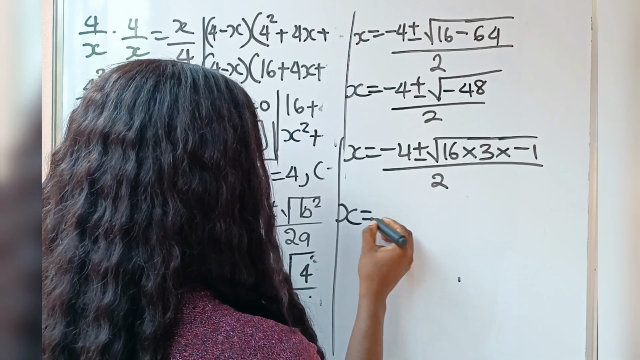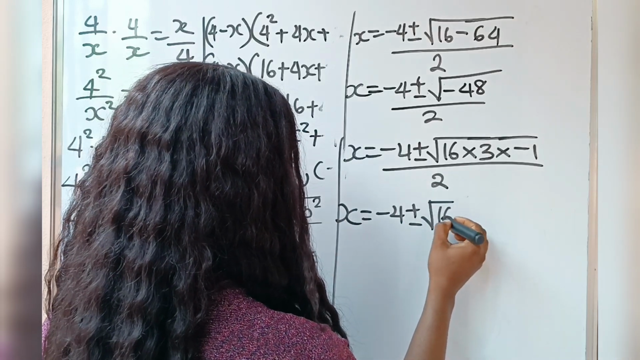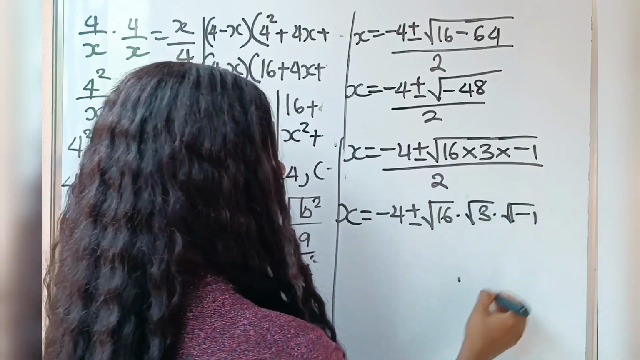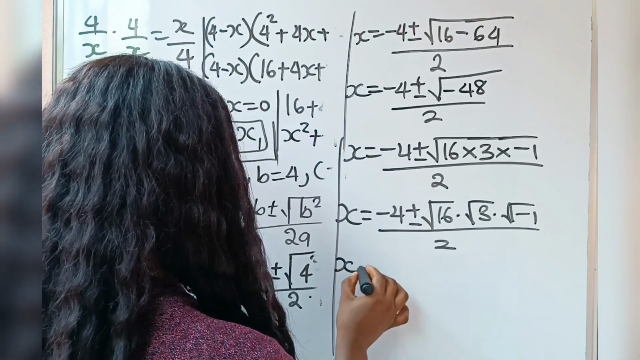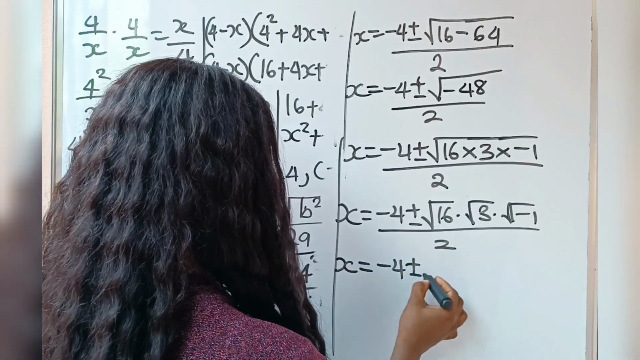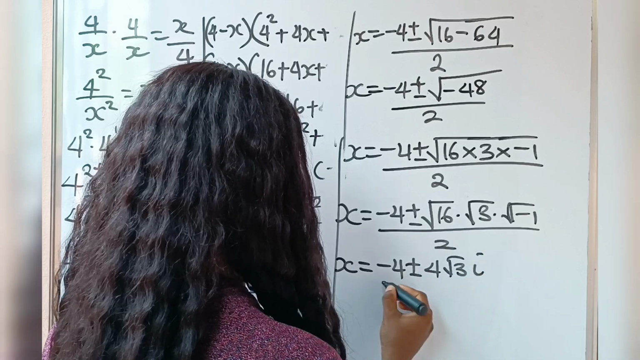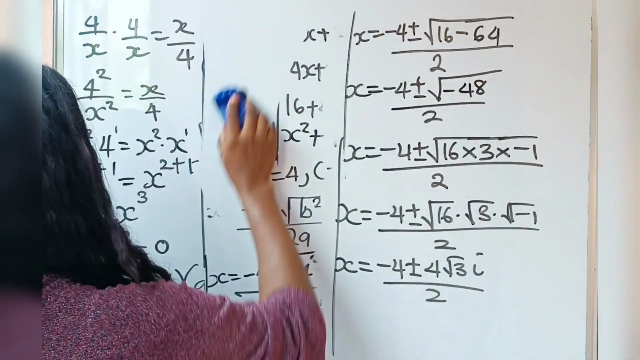So we have x is equal to minus 4 plus or minus square root of 16 multiplied by square root of 3 multiplied by square root of minus 1 divided by 2. So our x is equal to minus 4 plus or minus 4 root 3i divided by 2.